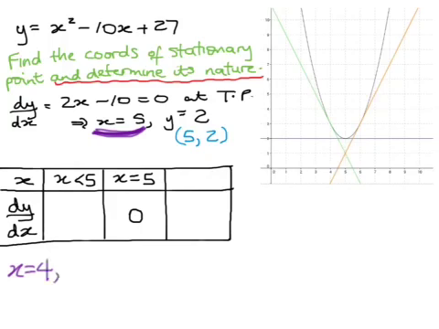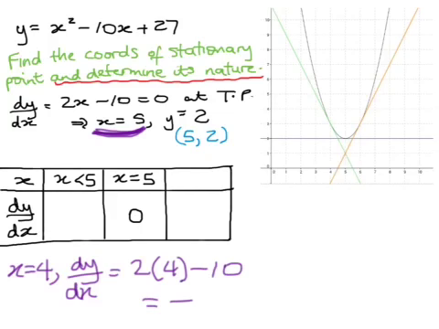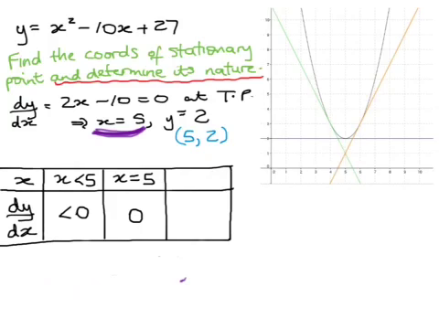If I say x is less than 5, and let's say x is equal to 4, when x is equal to 4, dy/dx would be equal to 2 times 4 minus 10, which would be equal to negative 2. That means dy/dx would be less than 0. Now, how about I choose another number to the right of x is equal to 5? Okay, so I want some number where x is greater than 5. And I'm going to get the result in this case that dy/dx is greater than 0.